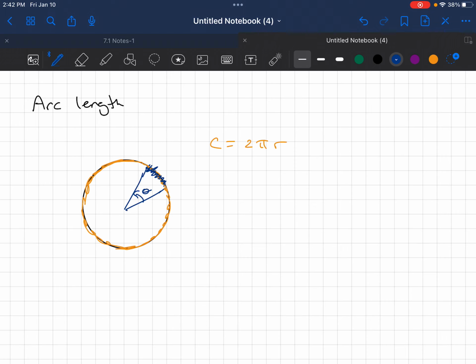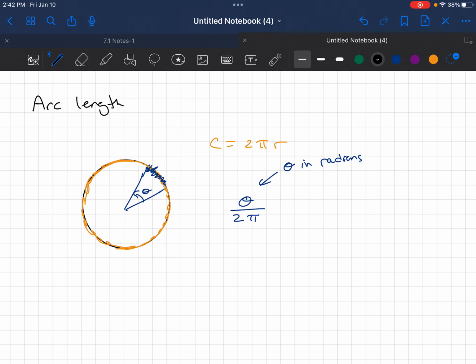And so how much of the total circle we have, we have theta out of 2 pi. That is assuming that theta is in radians. So if theta is in radians, then we have theta out of 2 pi is the portion that we have, and we can think about that portion of the total circumference.